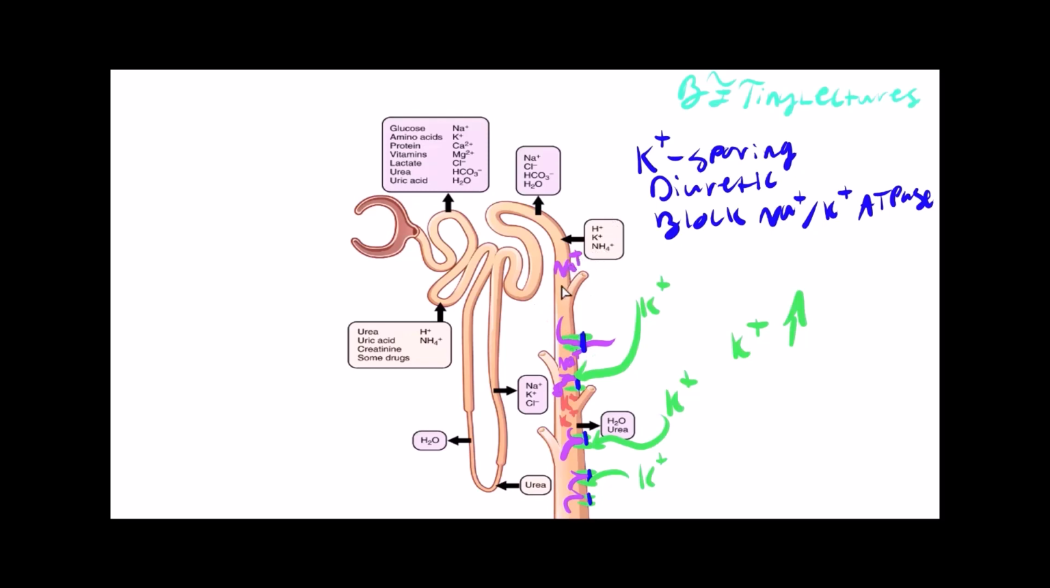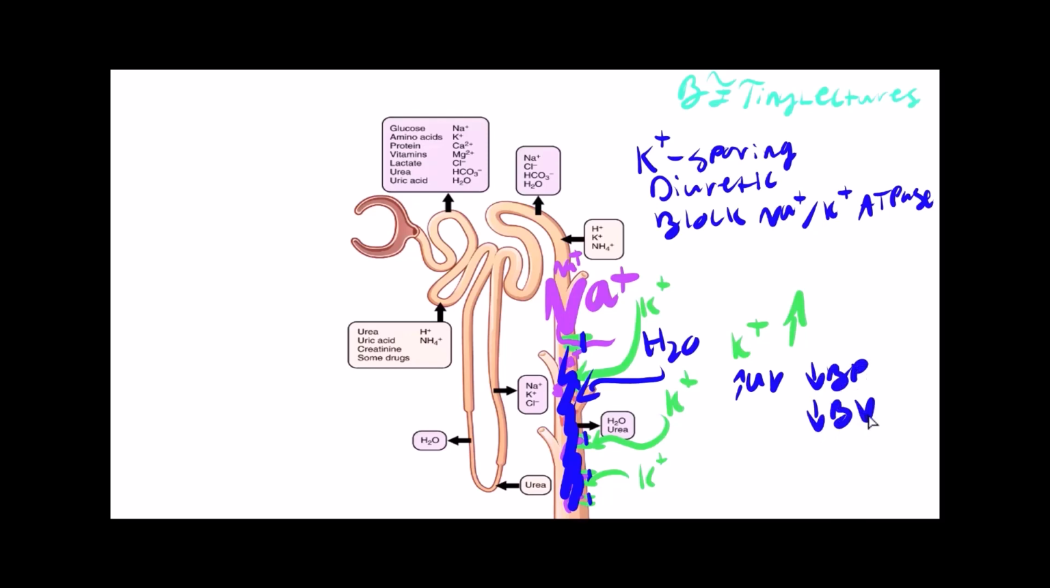Because sodium cannot leave the collecting duct due to the blockage of these potassium-sodium ATPases, we have an increase in sodium. That draws water from the interstitial space into the collecting duct, and it's going to increase the amount of urine. So this increases the urine volume, but it also takes away water from the blood. So we decrease the blood pressure, and we also decrease the blood volume.